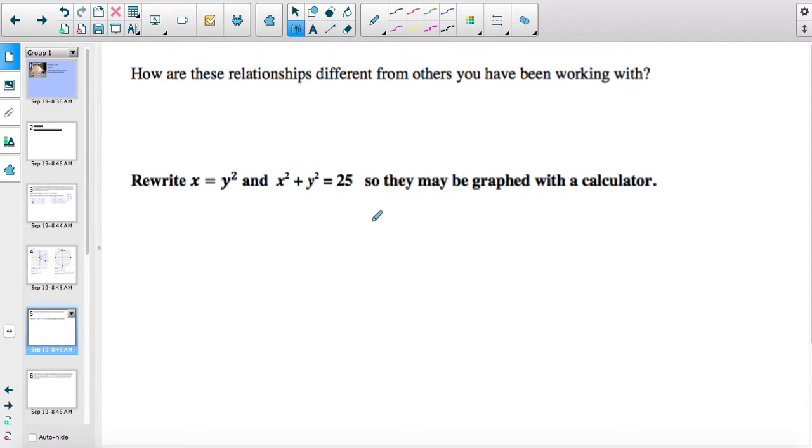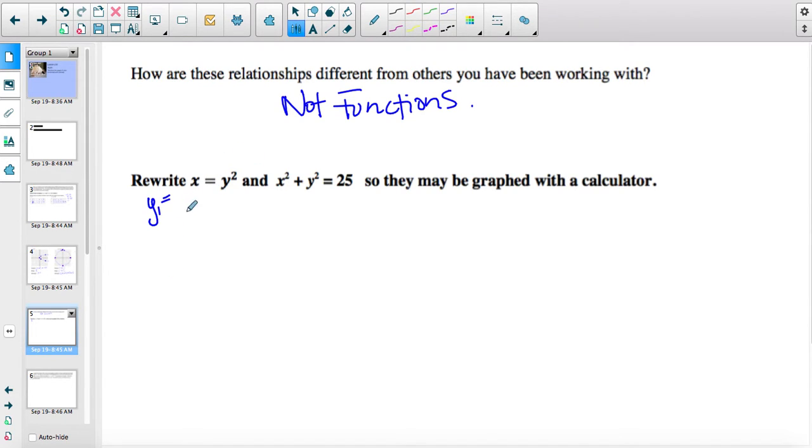How are these relationships different from others you've been working with? Well, these are not functions. Did you notice that? They do not pass the vertical line test. Okay, so let's rewrite these so we could graph them in our calculator. Well, I don't know if you noticed this, but our calculator has a y equals.